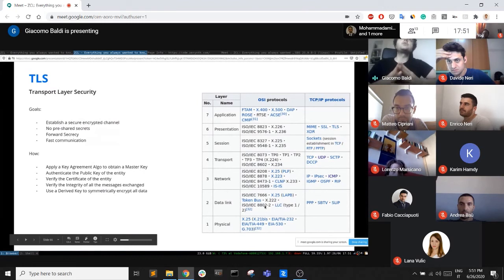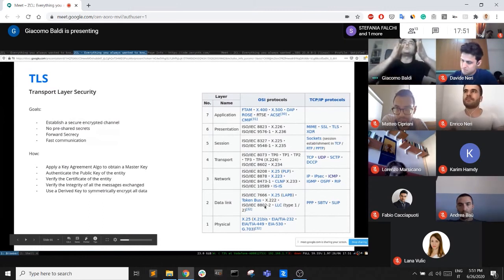And then I have to verify that all the messages that I exchanged in this phase with Matteo are not being modified by someone else, okay? Once I did this, I have a key or multiple keys that I can use to encrypt symmetrically all the data that will be sent. So TLS does most of the work at the connection time.